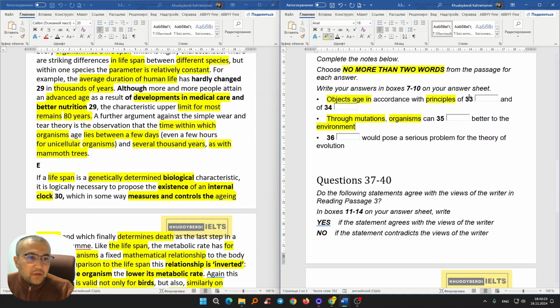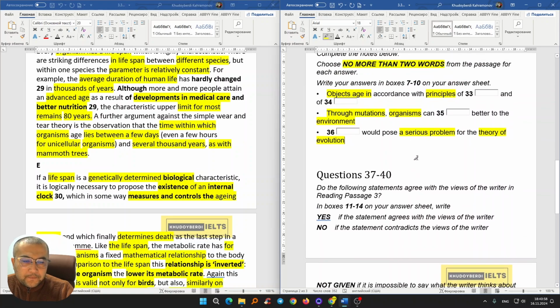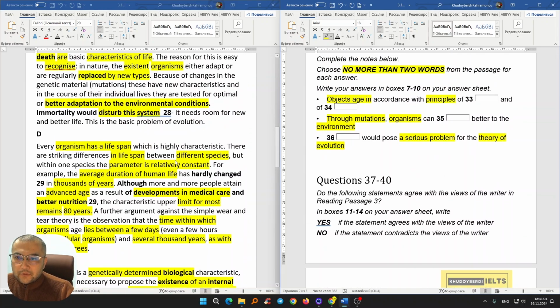So if you pay attention, question number 33 and 34, you can realize we are looking for two nouns here, right? However, 35 requires a verb, a solid verb here, right? And the next one is going to be a subject. However, we will see whether it is about a noun or anything else. So it would pose a serious problem for the theory of evolution, right? So let's look for the right answer.